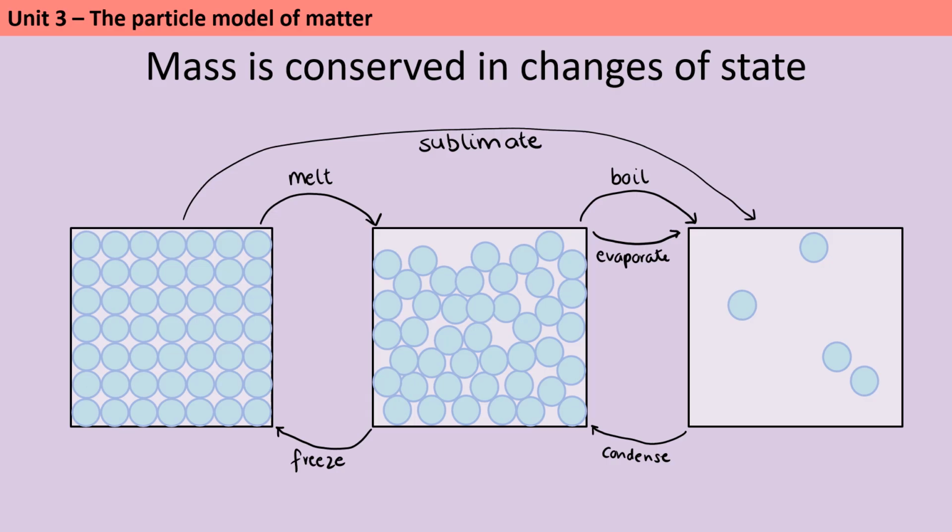And then condensing, which is the opposite of evaporating, and of course sublimating, which is the one that people tend to forget. That's where something turns straight from a solid into a gas. It's very rare, but carbon dioxide does it, and so does camphor wax.